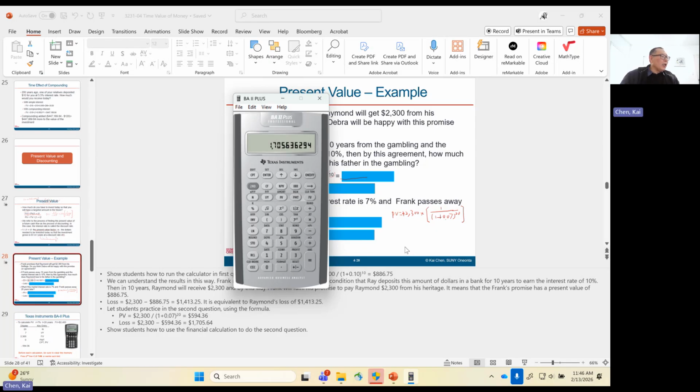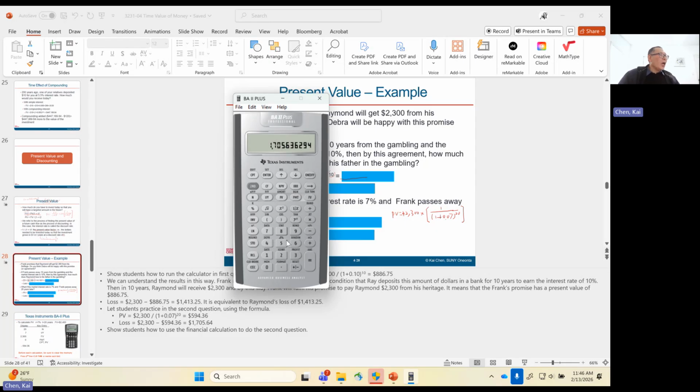So that is how we can get the number. How can we get the results using the formula? Yeah, using the formula. Of course, we can use a financial calculator. I'm going to use a financial calculator to do the second question, to show you how to use it.